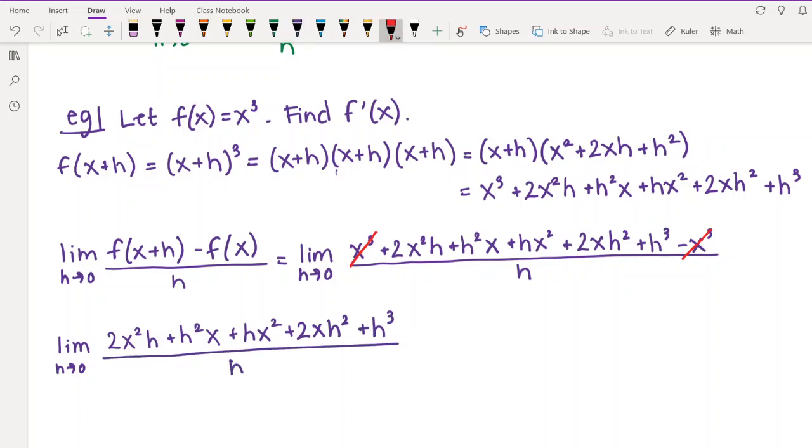So now we can go through and get rid of all these extra h's. Here this is going to become just h. This one is going to go away. This one is going to become h, and then this one is going to become h squared. So we're going to be left with now the limit as h approaches 0 of 2x squared plus hx plus x squared plus 2xh plus h squared.